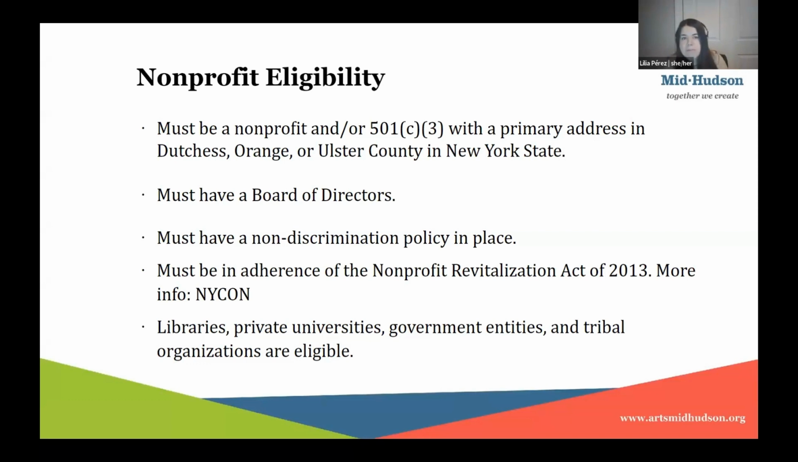So eligibility for nonprofits. Must be a nonprofit or 501(c)(3) organization with a primary address in Dutchess, Orange, or Ulster County in New York State. The nonprofit must have a board of directors, a non-discrimination policy in place, and be in adherence with the Nonprofit Revitalization Act of 2013. If you need any additional information on nonprofit best practices, we always recommend NYCON, the New York State Council of Nonprofits. They offer tons of wonderful resources and a membership service where you can get direct assistance from them.